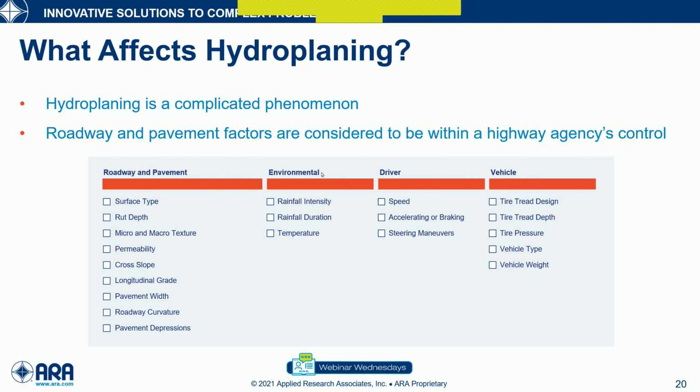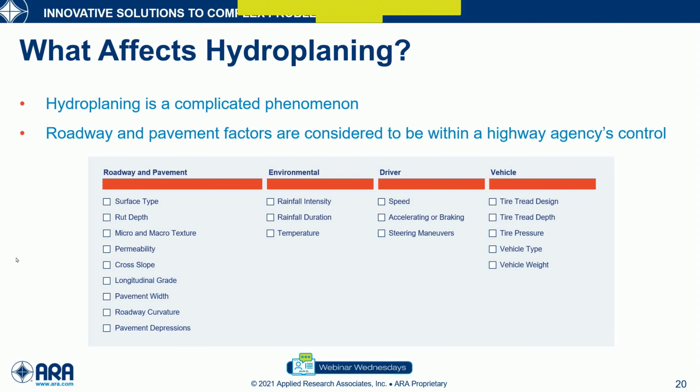Now, the second category is the environmental factors. Those are the factors that we do not have control over. And here we have the rainfall intensity and duration, and some models use the temperature as well. The third category is driver behavior, where we have the driving speed, the driving maneuvers, and pretty much the driving skills. And the fourth category is the vehicle condition, where we have the tire tread design and depth, the tire pressure, and of course the vehicle type and weight.